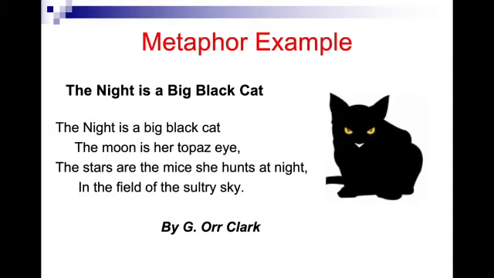Same thing in the next one. The moon is her topaz eye. The moon is being compared to an eye of the cat. The stars are the mice she hunts at night. The stars are being compared to mice that a cat might hunt. Again, we're looking at the helping verbs is and are. There is no like or as, but there's two comparisons being made. Therefore, these are metaphors.